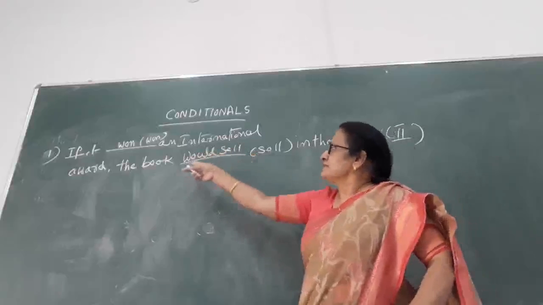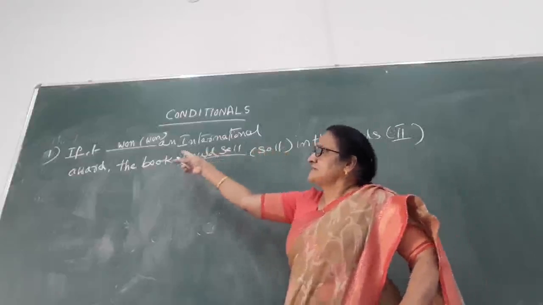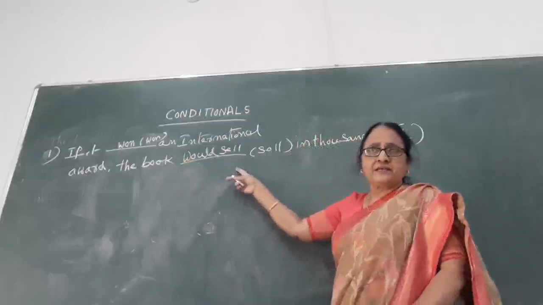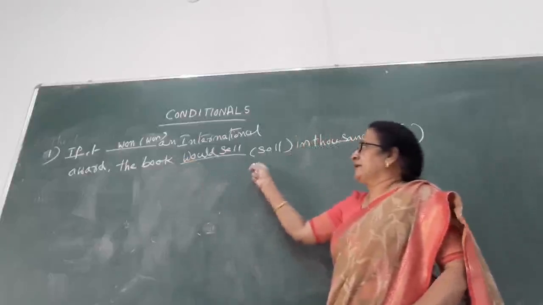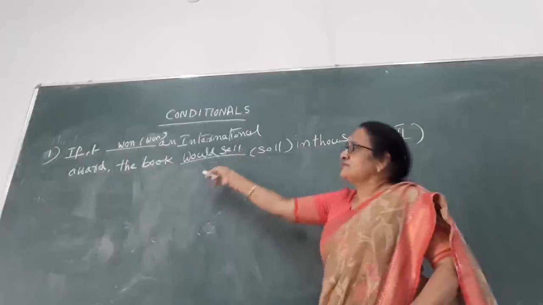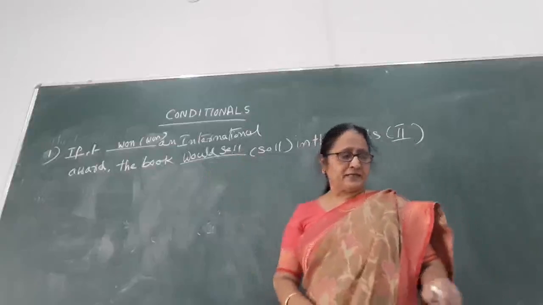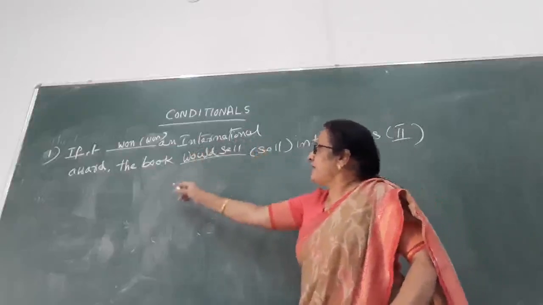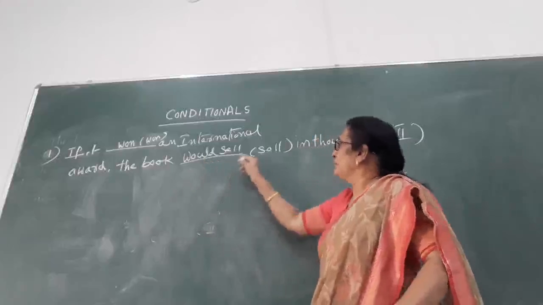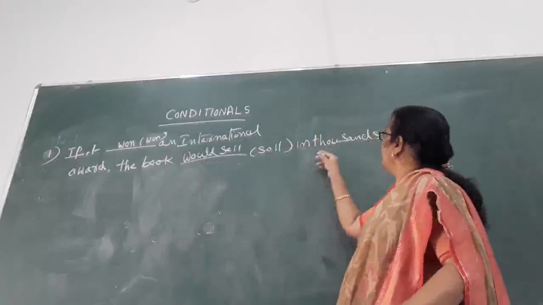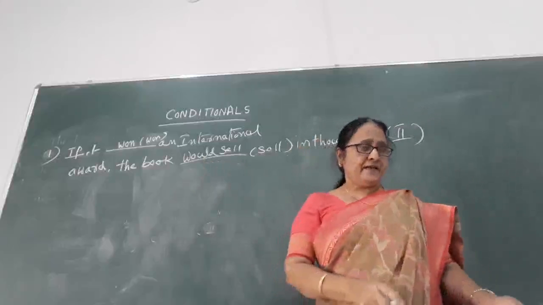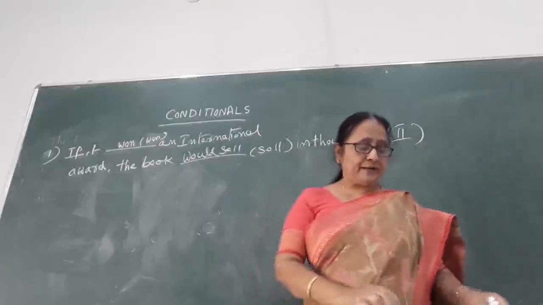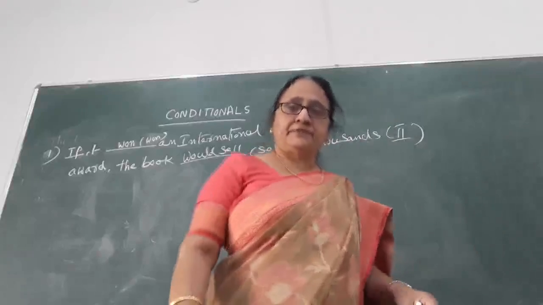Here in the second conditional, simple past will come in the if clause, and in the main clause it will come would plus V1, that is would sell; sell becomes would sell. Now, did you understand this? Again I am telling you: if it won an international award, the book would sell in thousands. That is the second conditional. Now the next bit I am writing on the board. After that I will explain.